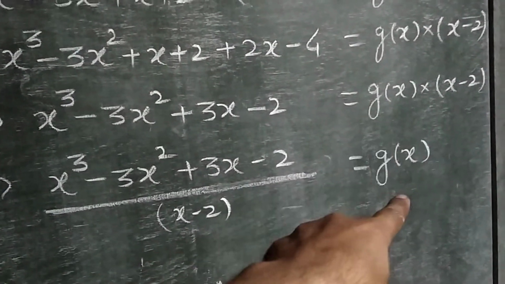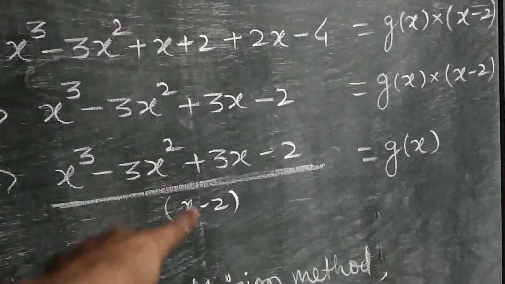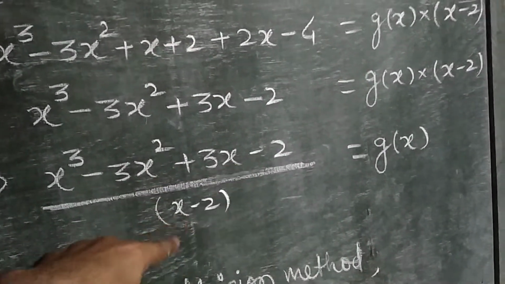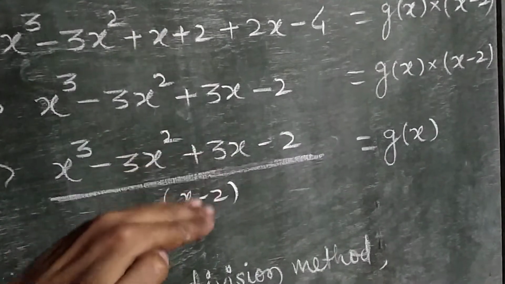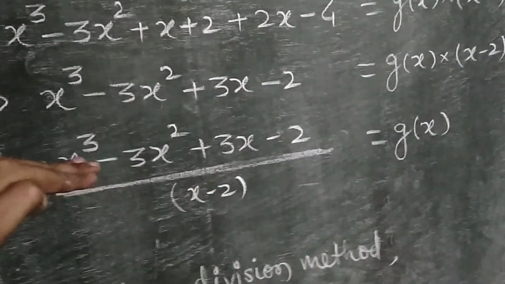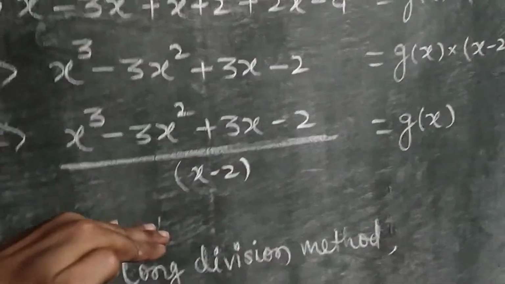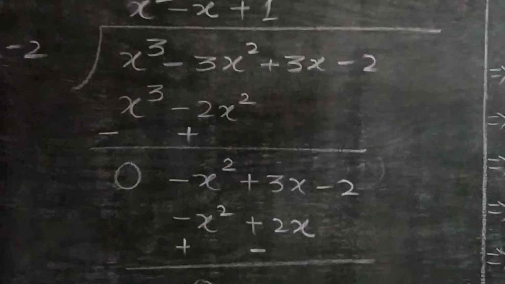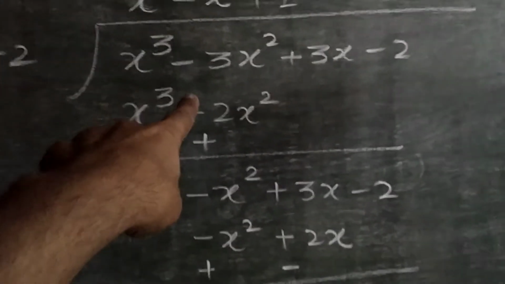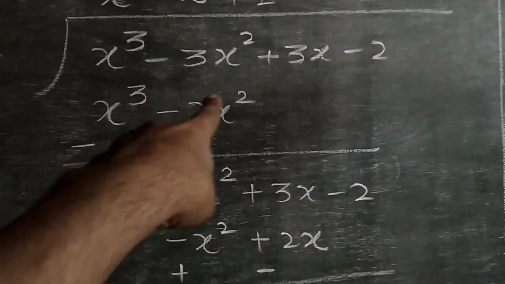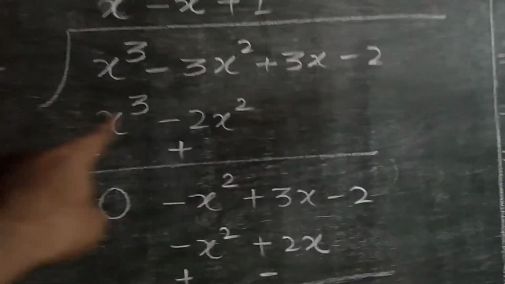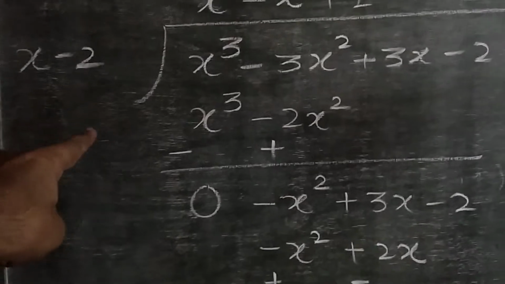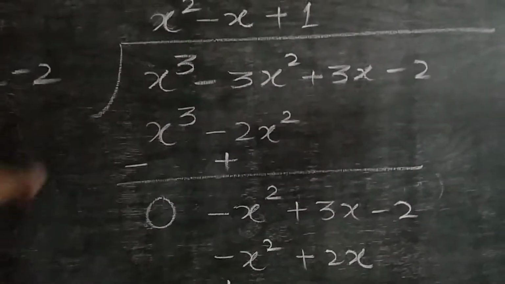So g of x is the division of x cube minus 3x square plus 3x minus 2 by x minus 2. In order to find g of x, we will divide the numerator by the denominator. For this, we will use the long division method. So in place of dividend, we will write the numerator x cube minus 3x square plus 3x minus 2, and in place of divisor, we will write the denominator, that is x minus 2. We will apply the same division process as we did earlier.